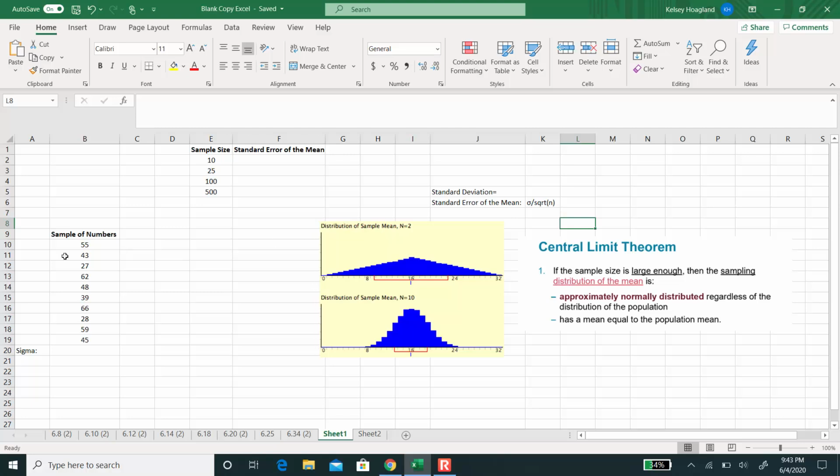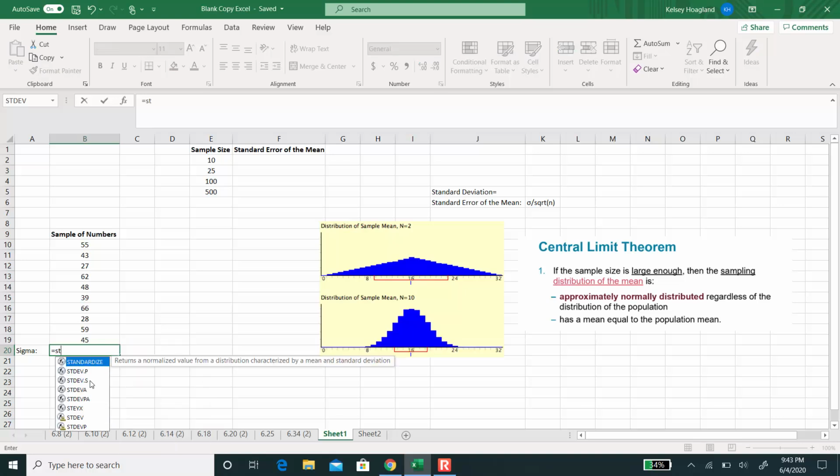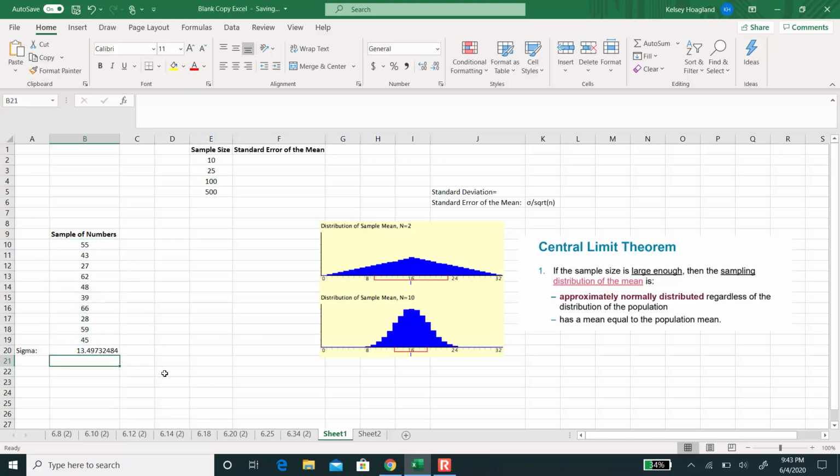To find that, you take sigma and you divide it by the square root of n. So let's start with the sample of numbers right here and find sigma. In order to do this, we do the equal sign, and then we find the standard deviation of the sample and highlight all our numbers.